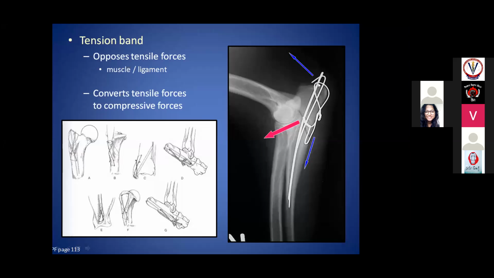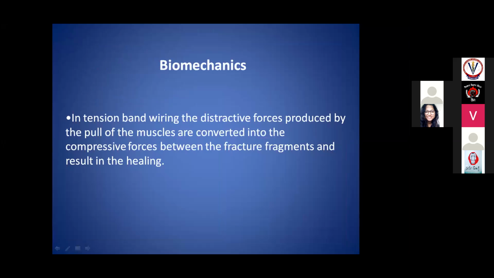The process is we drive two K-wires through the olecranon process, crossing the fracture line into the ulna, and we drill a hole in the ulna diaphysis, and we use stainless steel wire in a figure of 8 fashion, and we create compression at the fracture. This is the principle of tension band wiring. So the biomechanics here is that we have studied the distractive forces by the pull of the muscle at the point of insertion on the bone.